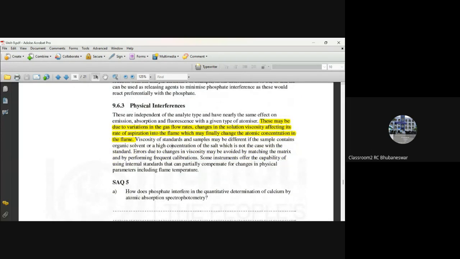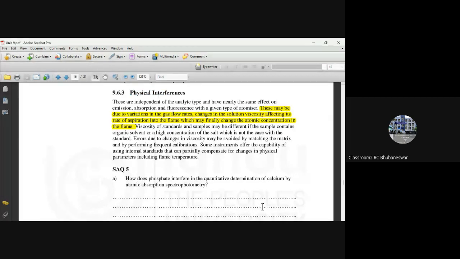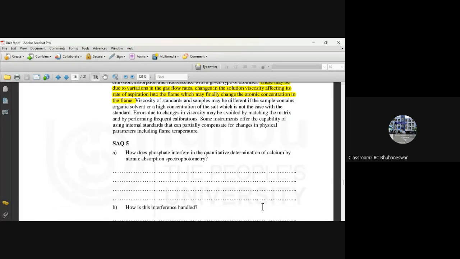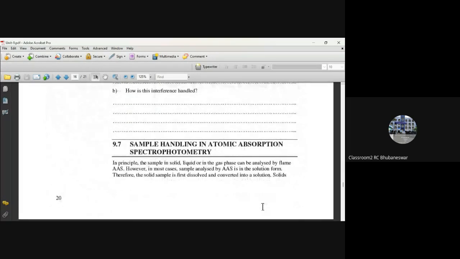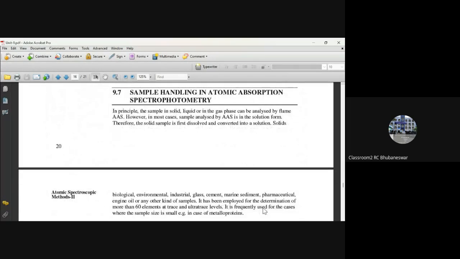Then physical interference. This may be due to variation in gas flow rate. Physical interference means the flow rate is changing, or changes in the solution viscosity are affecting its rate of aspiration into the flame. If that is what is happening, then you can say physical interference is there. Sample handling.